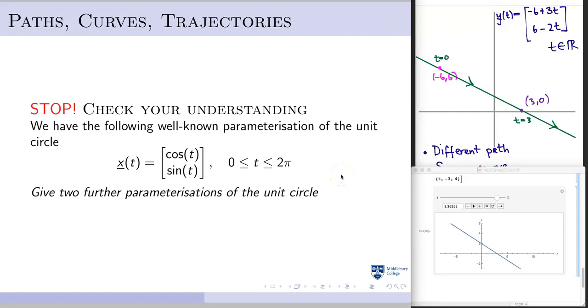Okay, so now I want you to stop the video and think about the following well-known parameterization of the unit circle. I want you to think about how you could come up with 2 further parameterizations of the unit circle.